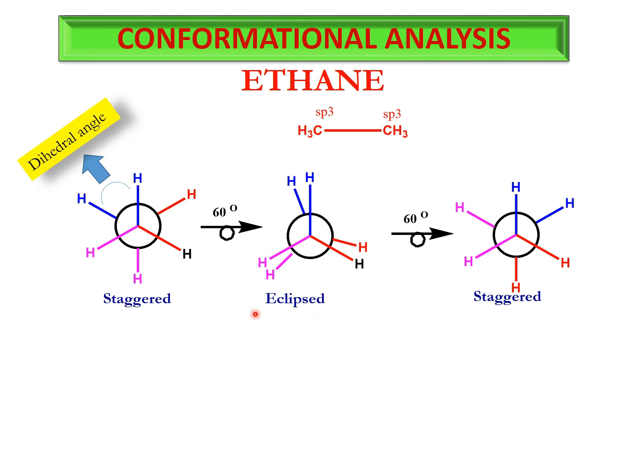Why do we say that it is an eclipsed conformation? Because the hydrogens are right in front of each other. All the hydrogens are in front of each other. Now what we do is give it another 60-degree clockwise rotation.